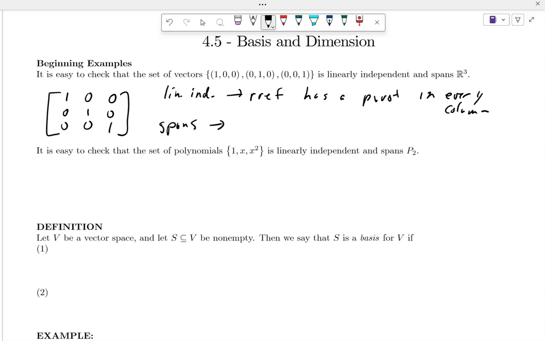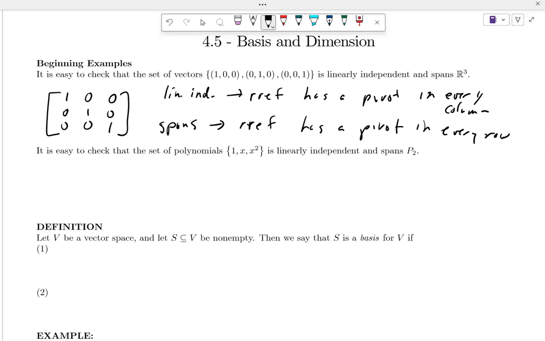Spans: the reduced row echelon form has a pivot in every row. That's what we're looking for, those two conditions. Why do we look for those again? Remember, for linearly independent, the only linear combination that can give you the zero vector is to use all zeros.